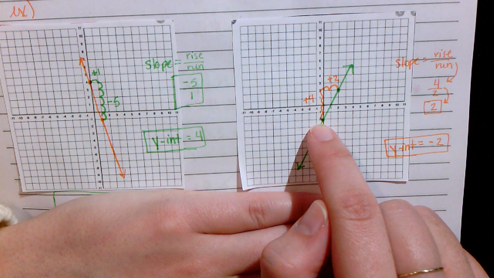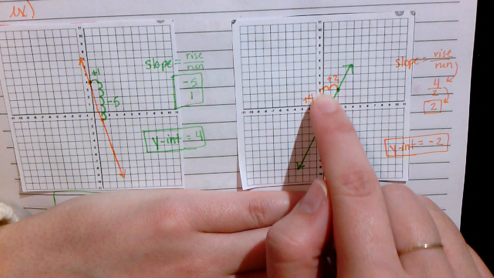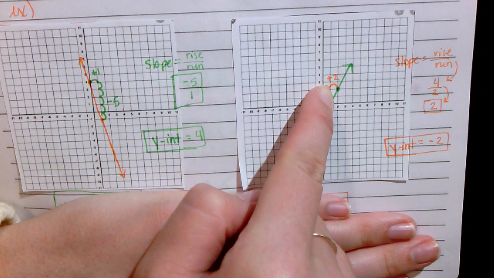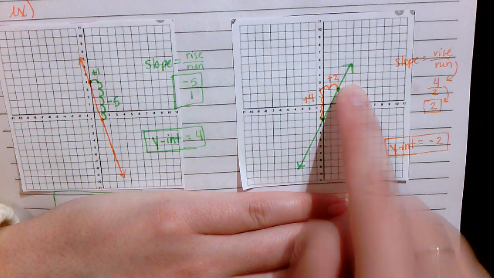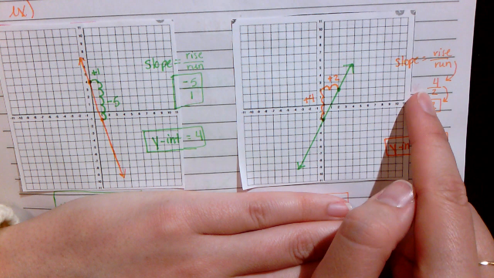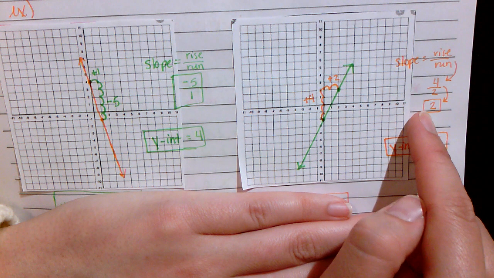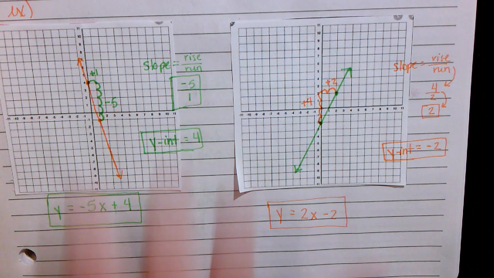Well, we know slope is rise over run. So let's rise. 1, 2, 3, 4. Now let's run. 1, 2. So we rise 4, run 2, and it's positive, positive. And 4 over 2 just reduces down to 2. So my slope is 2. So the equation is y equals 2x minus 2. So those are really easy.